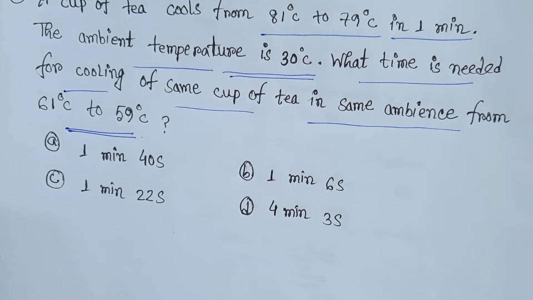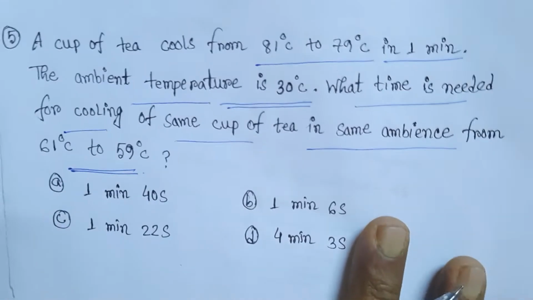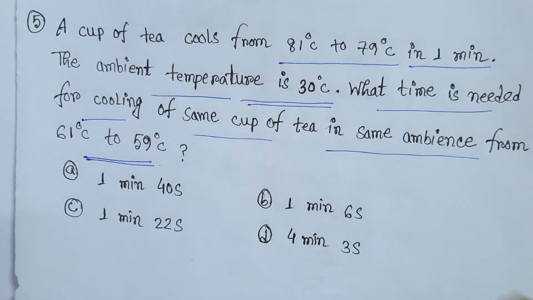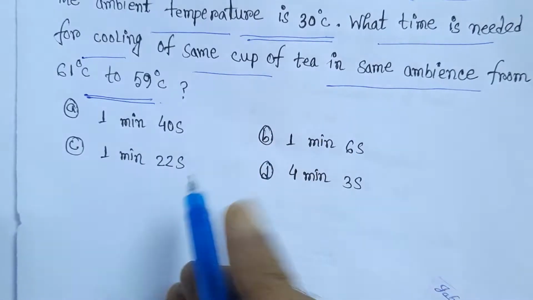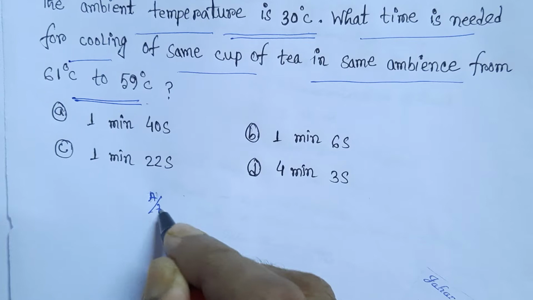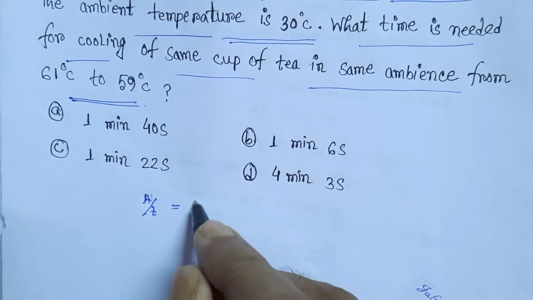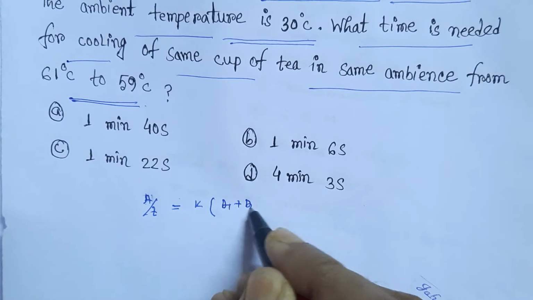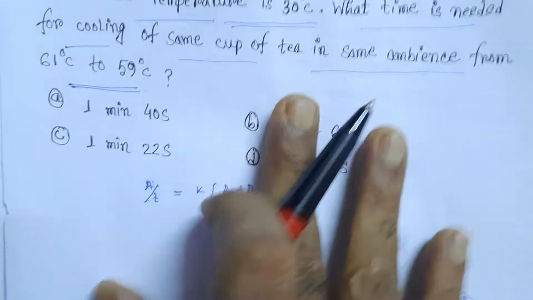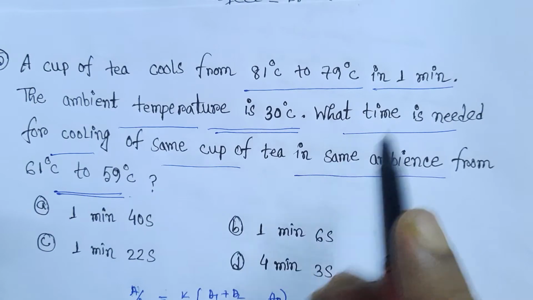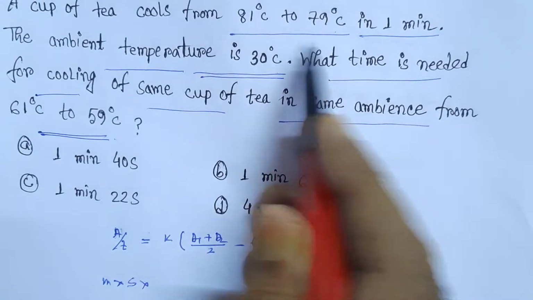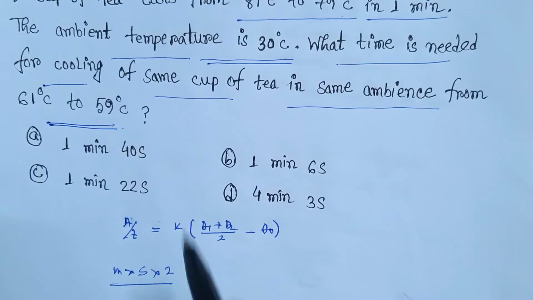So we have to approach it in a different way with respect to the previous problem. How to approach it? Let H by t, that is the rate of heat evolved, equal K into (theta 1 plus theta 2) by 2, that is the average temperature of the body, minus theta 0. So, heat released per second. How is it? The temperature falls from 81 degrees centigrade to 79 degrees centigrade. H equals MS delta T. We know that MS into (81 minus 79), that is 2, divided by time taken.